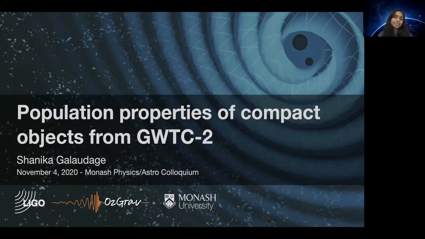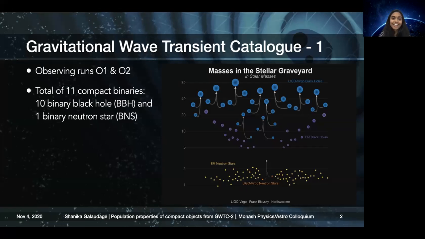So yes, I'm Shanika, PhD student here at Monash University. And today I'll be presenting the exciting results from one of the latest LIGO and Virgo papers, population properties of the compact objects from the second gravitational wave transient catalog. So where to start? I say probably from the beginning.